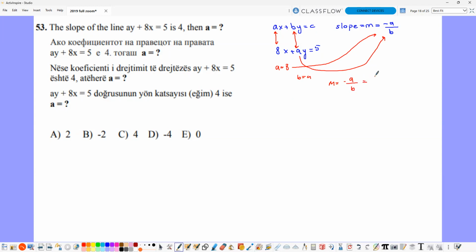to, here it's equal to minus 8 over a. It is given in the question that the slope of the line is equal to 4, which is m is equal to 4 here. So this has to be equal to 4. And here, it's going to be minus 8 is equal to, you're going to send it to this side, it's going to be 4a, and minus 8 over 4 is equal to a, and a is equal to minus 2, which is b.